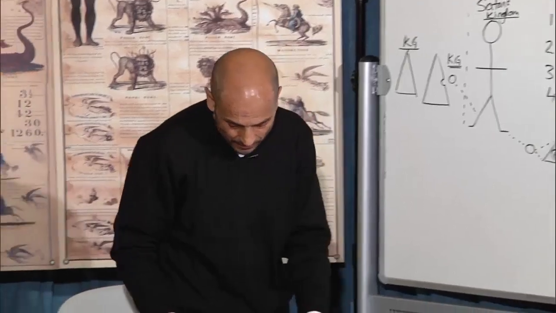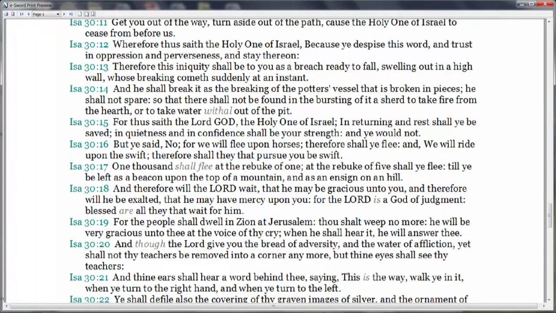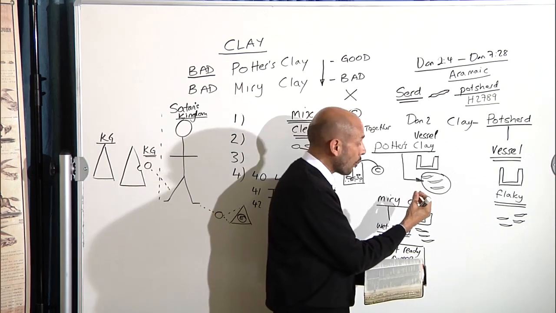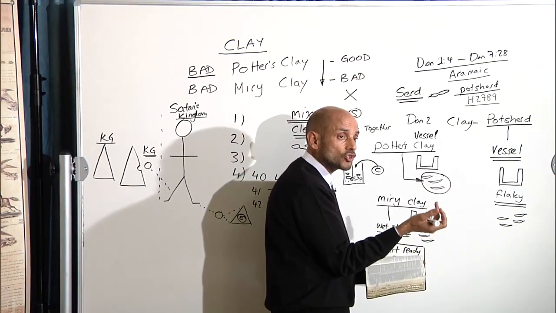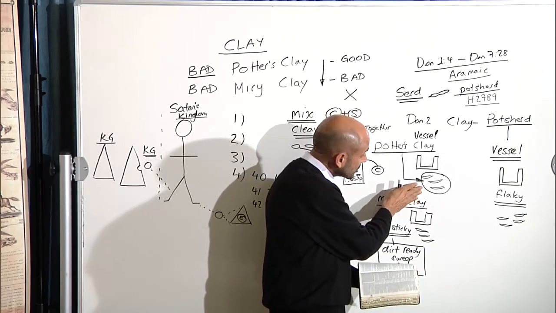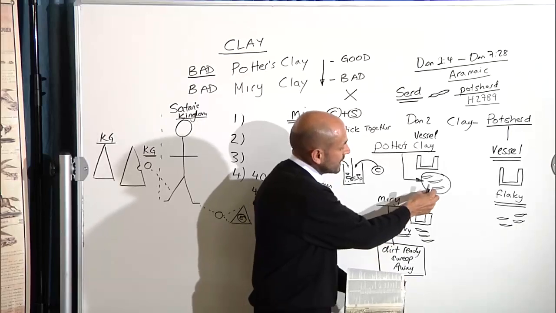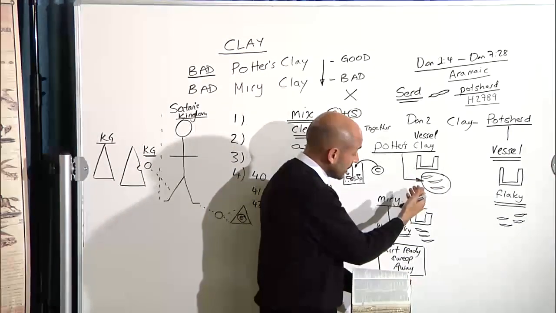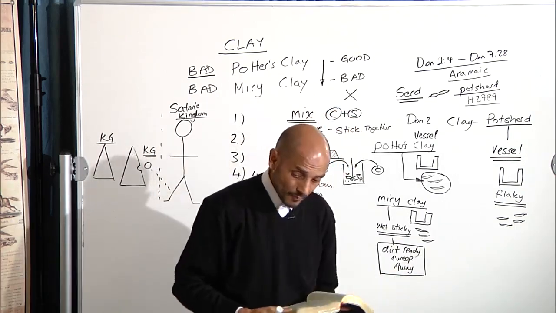I'll read the verse again, Isaiah 30 verse 14. And he shall break it, the vessel, God's people, as the breaking of the potter's vessel that is broken in pieces. And he's going to break it so small that you can't even use these pieces to carry ashes or to scoop up any water. You can see that it's really talking about dirt, because these fragments are so fine that it serves no purpose and it's going to be ready to be swept away.